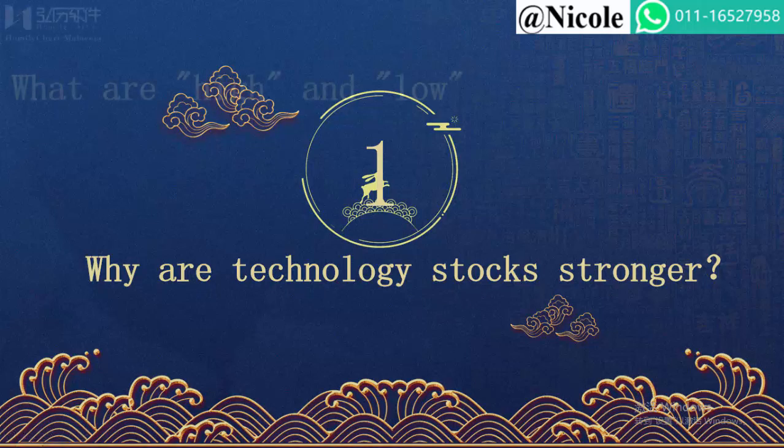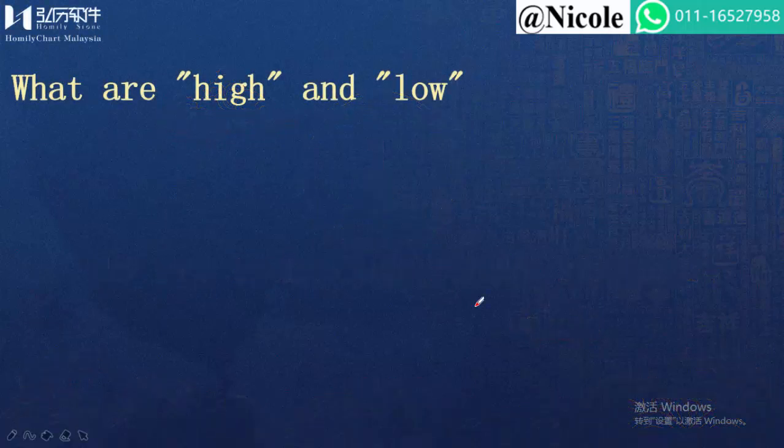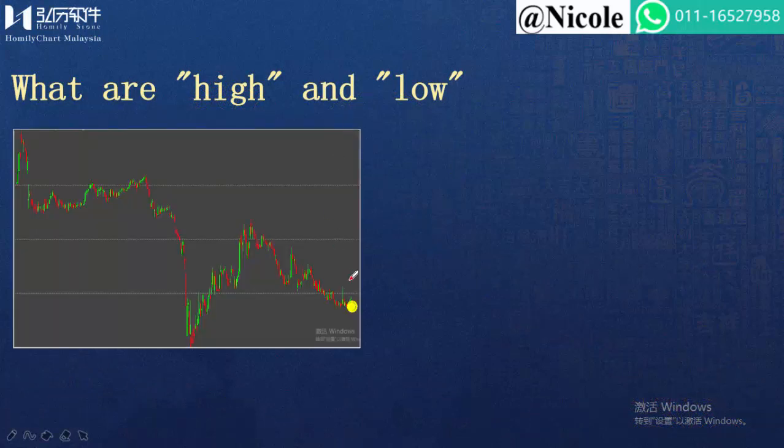And if we want to talk about strong and weak, let's talk about what high and low are first. For example, you can see this picture, and this yellow point is the current price. So you can see it used to be a very high price, maybe around 3 or 4 years ago, and it fell to this price. So many investors may think, okay, the current price is very low.